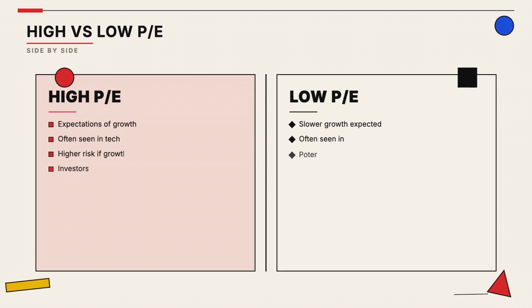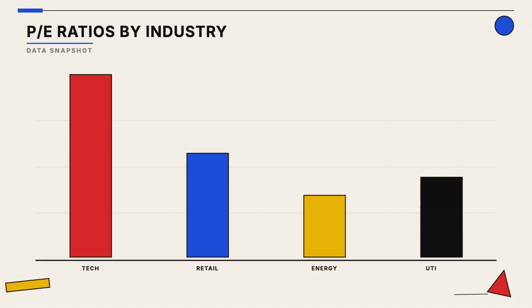Different sectors have different norms, so it is usually more helpful to compare a company to others in the same industry. As you can see, investors may be willing to pay more for earnings in fast-growing sectors like technology compared to stable utility firms.